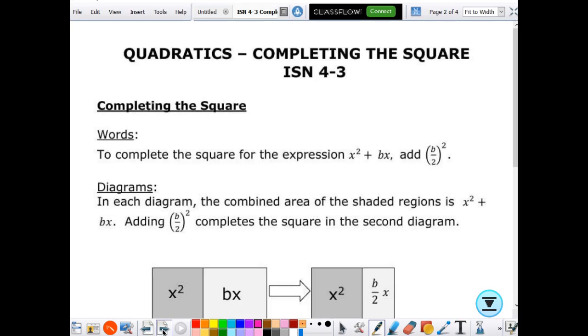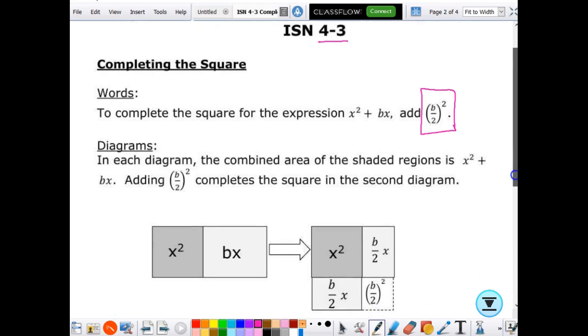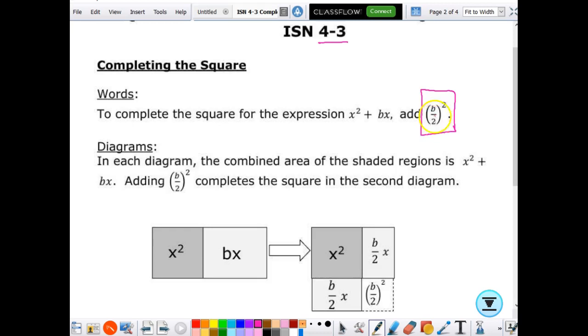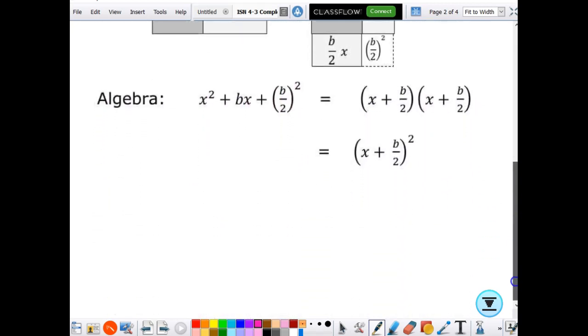All right, so completing the square, this formula right here is super duper important. So hopefully on your notes, you have written 4-3, you have written the date, and you are ready to go. So write this down: b divided by 2, put parentheses around the whole thing, squared. That's going to be your lifeline today. Okay? So this is kind of the format. After we do the notes, that would make a little bit more sense.